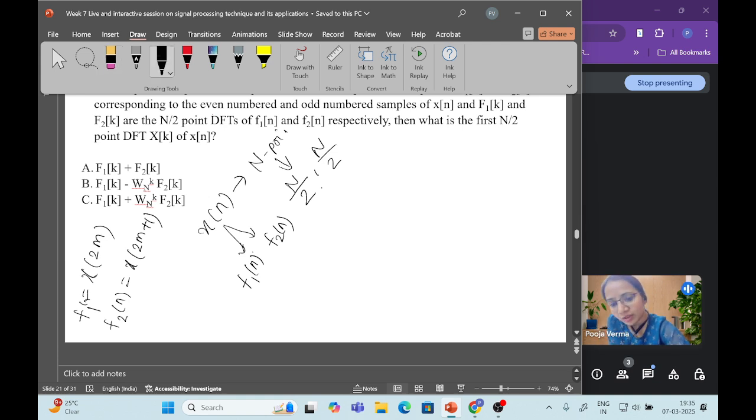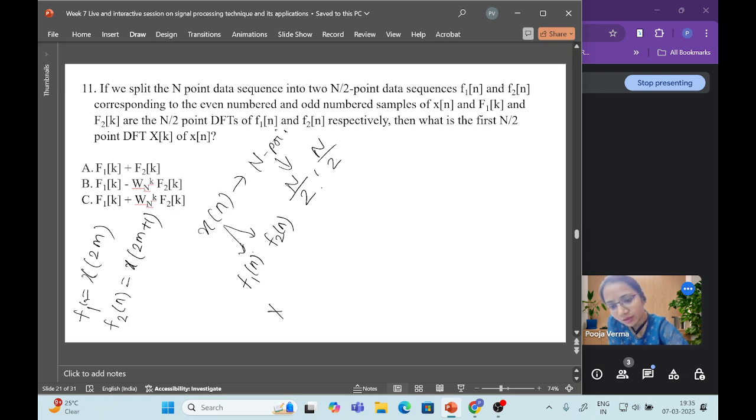So already we know the equation of the DFT, that is X(k) equals summation n varying from 0 to N minus 1 of x(n) W_N^(kn). I am writing it in this form. Already we know that W_N is e to the power minus j 2 pi by N, so W_N^(kn) can be written that way.